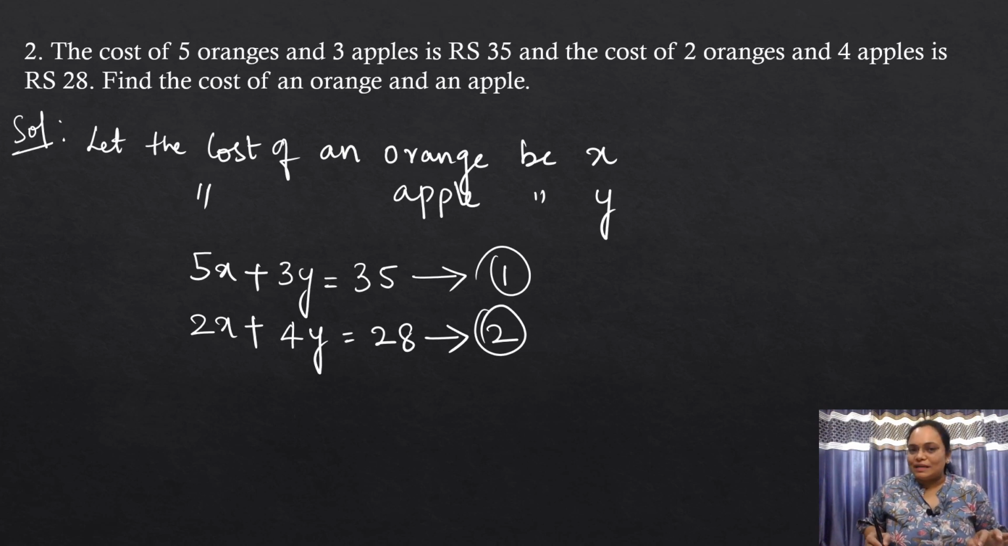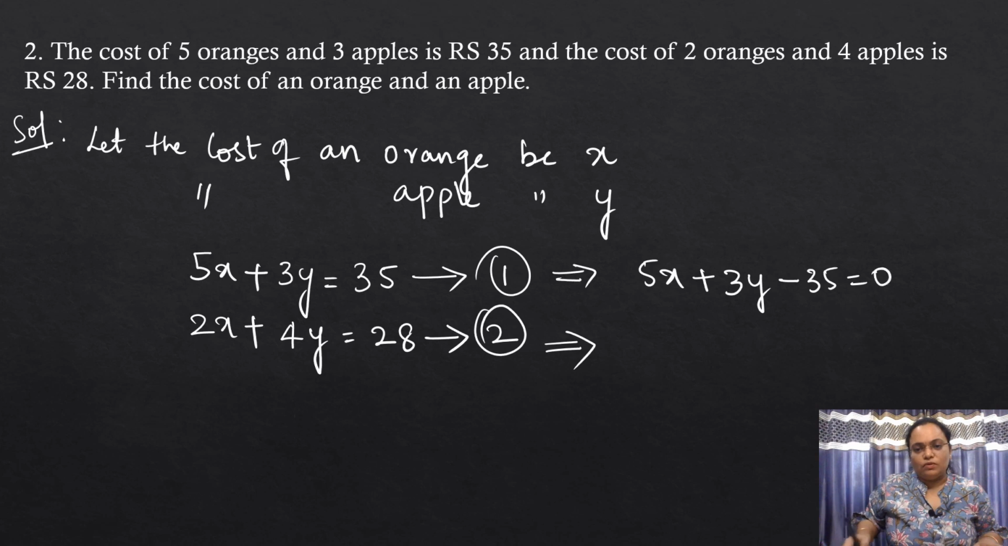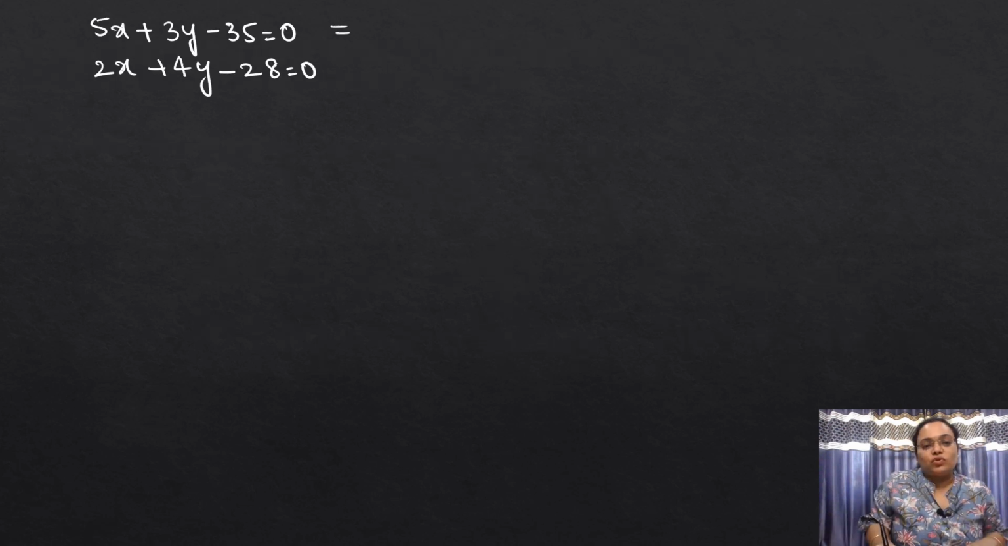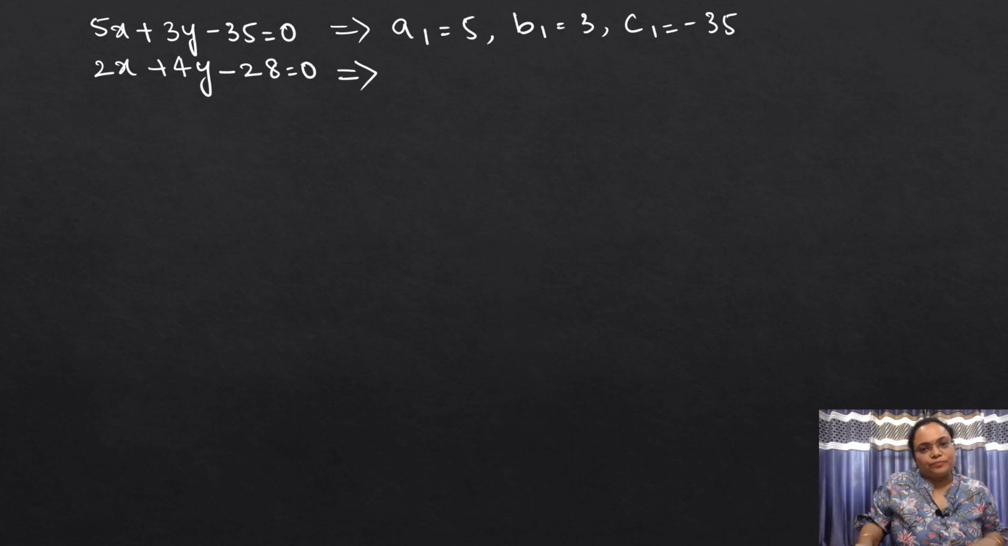Now let us use the cross multiplication method to find the cost of an orange and an apple. Okay. We can write it as 5x plus 3y minus 35 is equal to 0. This will be 2x plus 4y minus 28 is equal to 0. So these are the equations we got, right? So from this, a1 is equal to 5, b1 is equal to 3, c1 is equal to minus 35. a2 is equal to 2, b2 is equal to 4 and c2 is equal to minus 28.